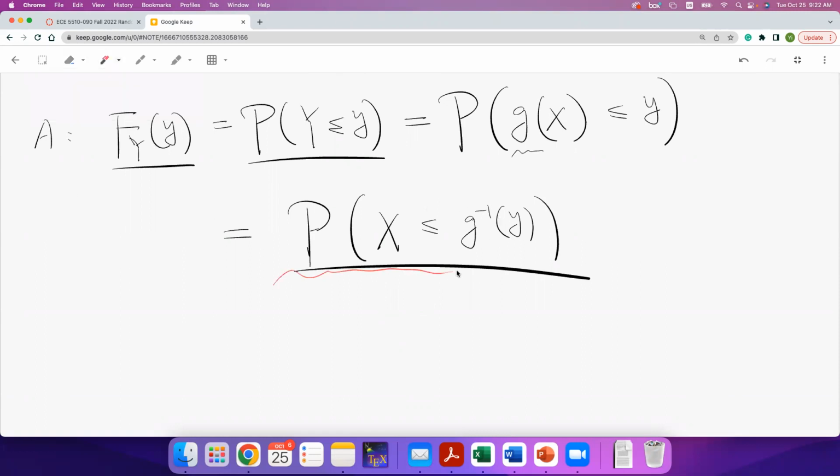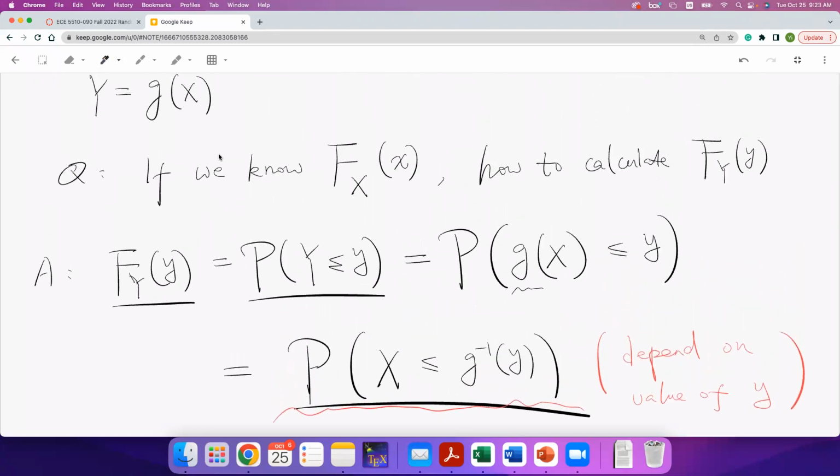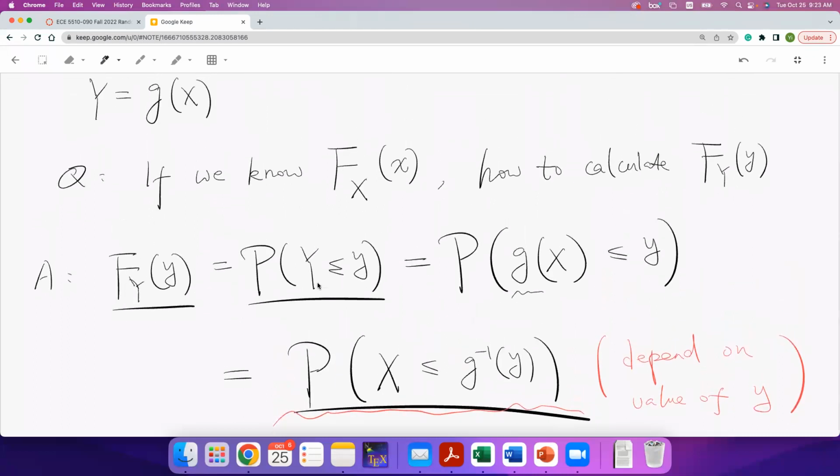In particular, once we solve for x, the solution of this inequality may depend on the value of this threshold small y. So this is the basic approach that we always follow, starting from the CDF of Y and then solving for x in this inequality.